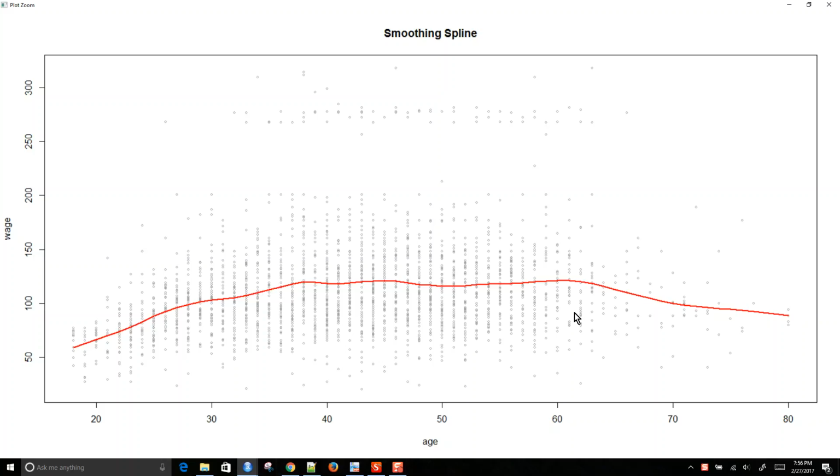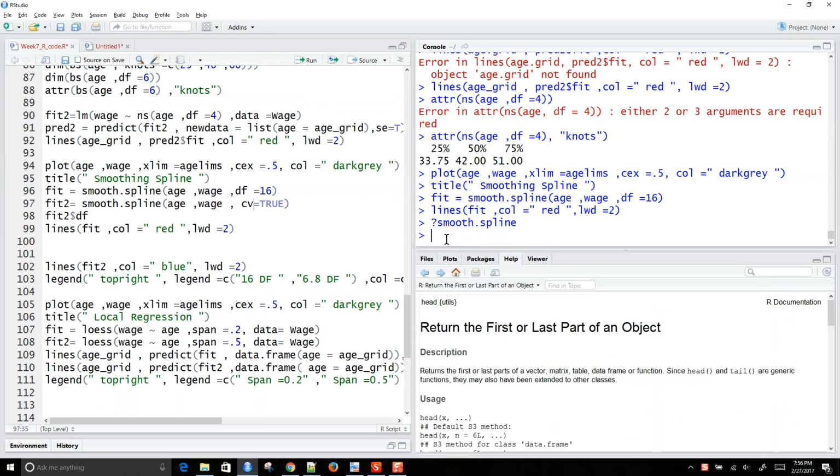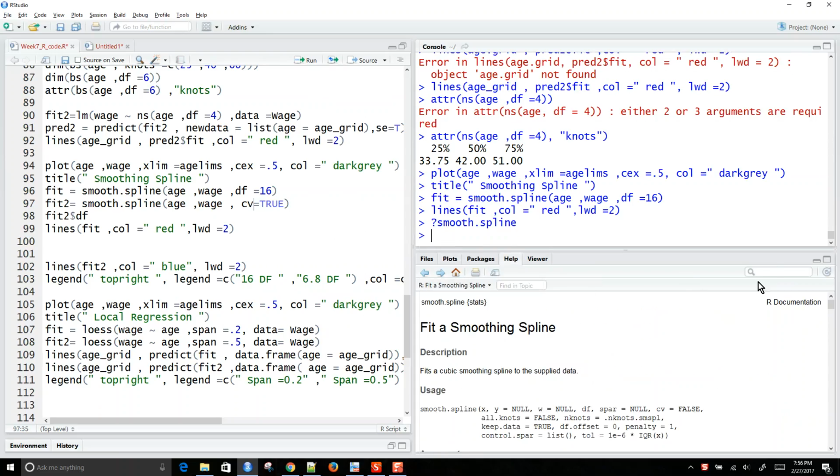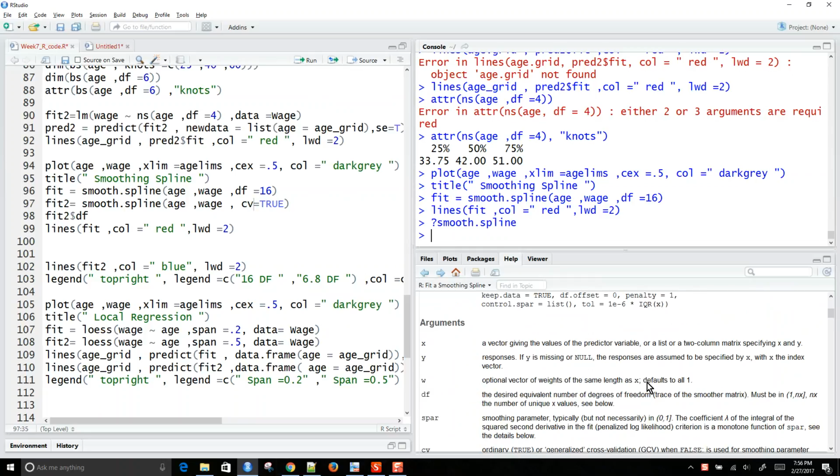Okay, and so over here with smoothing spline we use CV equals true. CV equals true means use cross validation to try to determine how many degrees of freedom to use. Okay, and so this is used for the smoothing parameter. So if you look up smooth spline, okay, that's what we have here. And so I'll do that fit 2, and this plot we will put in blue.